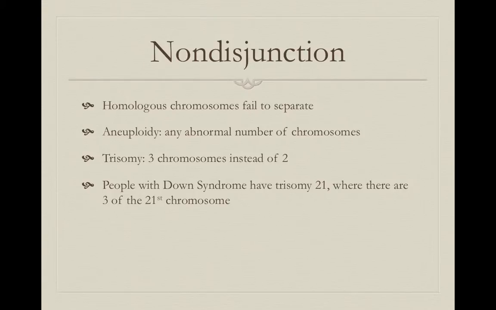And finally, we have non-disjunction, and that is when homologous chromosomes fail to separate. So a generalized term for that is aneuploidy, which is any abnormal number of chromosomes. A more specific term for that would be trisomy, which is where you have 3 chromosomes instead of 2. And that is important to remember because, again, trisomy 21, which results in Down syndrome. And you don't need to necessarily know all of the diseases and what causes them all, but it is important to remember Down syndrome, especially because it's one of the more common diseases than the other ones.